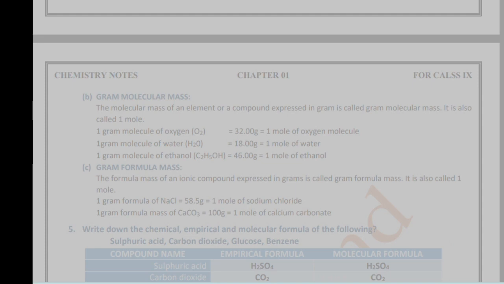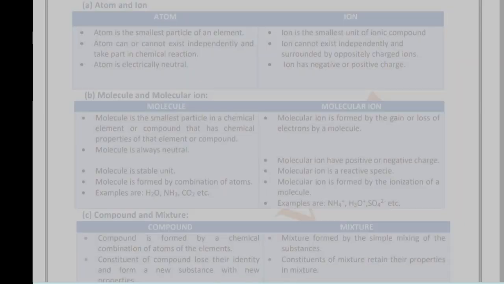3. Identify the differences among the following. A. Atom and ion. Atom is the smallest particle of an element. Atom can or cannot exist independently and take part in chemical reactions. Atom is electrically neutral. Ion is the smallest unit of an ionic compound. Ion cannot exist independently and is surrounded by oppositely charged ions. Ion has a negative or positive charge.